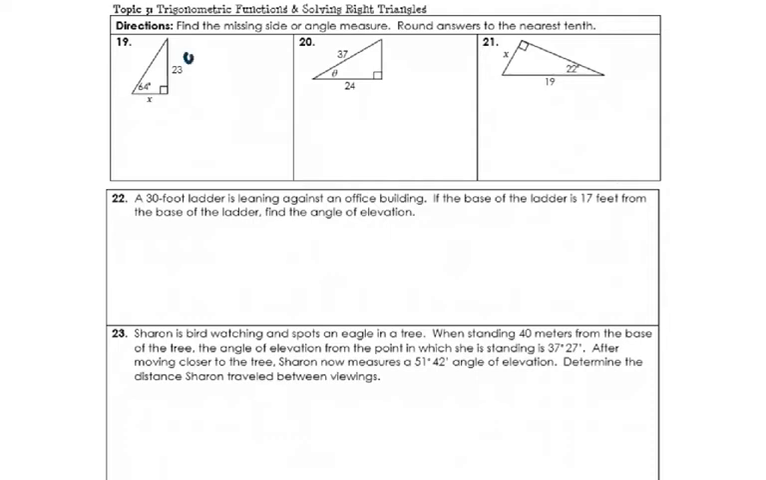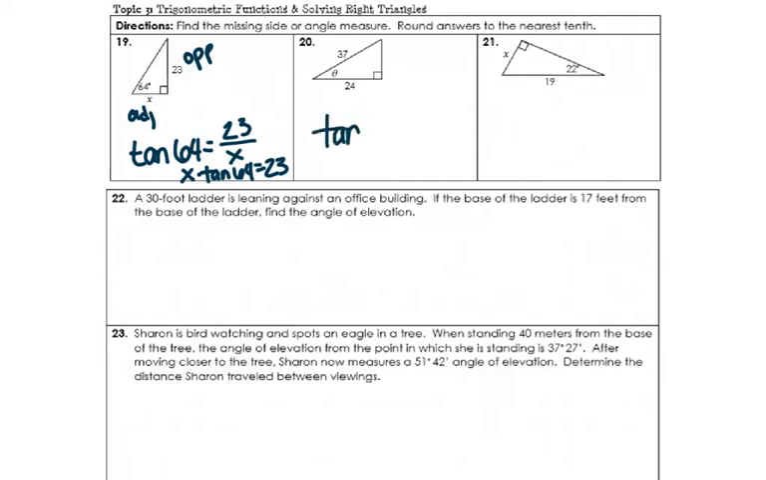So this is my opposite side, and this is my adjacent side. So I need to be using tangent. The tangent of the angle equals 23 over x, because that's opposite over adjacent. Remember that when x is being divided, we would multiply both sides by x. And then the last thing we would do is divide both sides by tan 64.